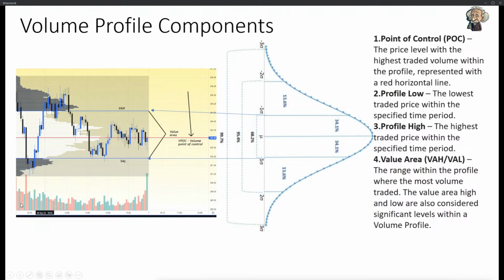Profile low just means that it's a range low. Some people call it day low. Profile high, just the high of the day. And then you have, like I said, value area high, value area low. And then you have high volume nodes. These are where a lot of volume was traded. And then you have the low volume areas or skinny bellies, right? Where there's not a lot of volume and the price tends to fly through it like it did here.